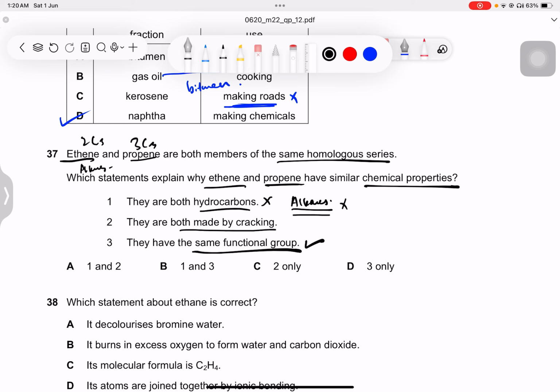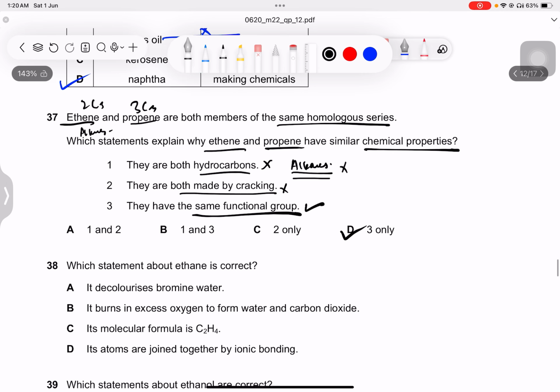Next, they're both made by cracking. Alkanes are also made by cracking, but they have different chemical properties to alkenes, so this is not the reason. So only three is correct. Hydrocarbons basically means containing only hydrogen and carbon.